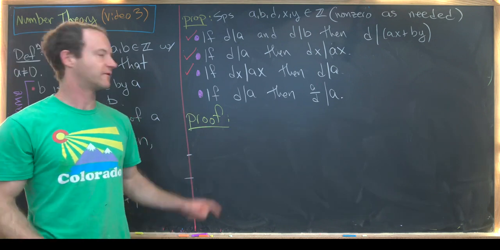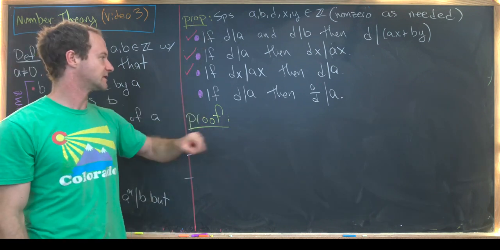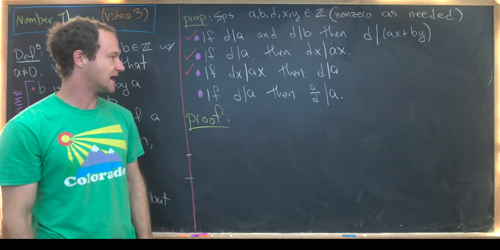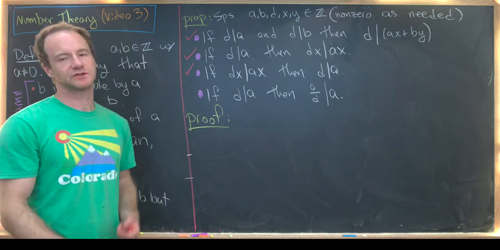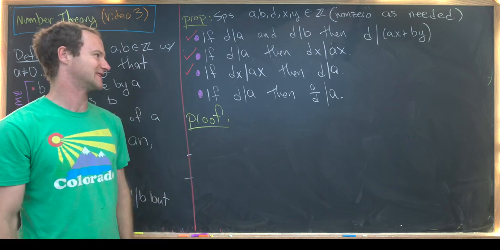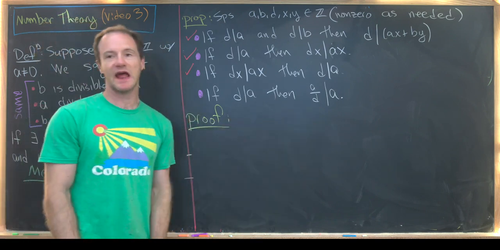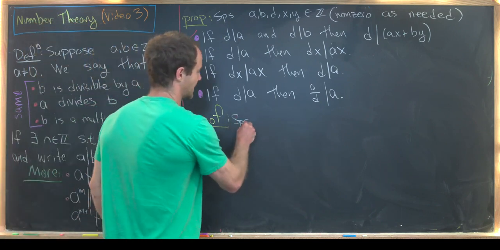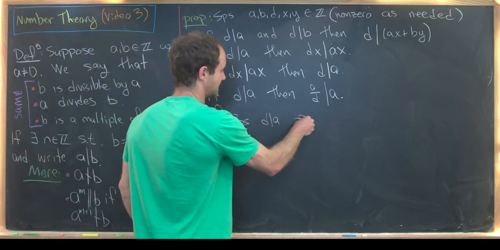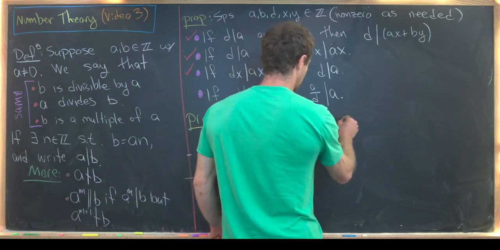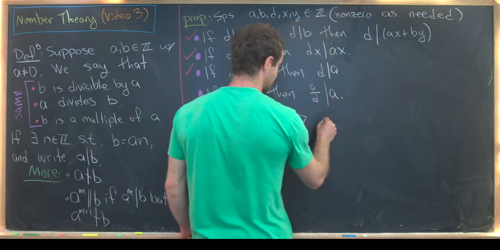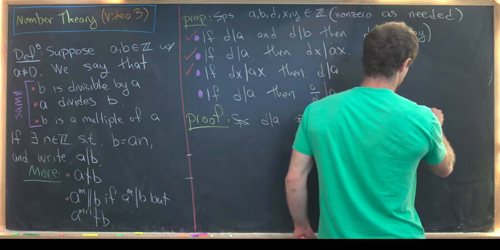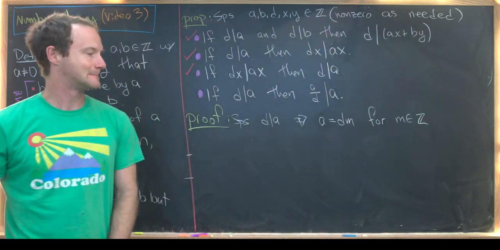Okay, now we're ready to look at the fourth part of our proposition. That says if d divides a, then a divided by d divides a. Obviously, we've got to use some of our knowledge of the arithmetic of rational numbers here, but I don't think this is much of a stretch. It's pretty clear what a over d means in this setting. So let's go ahead and suppose that d divides a. So that means that a equals d times m for some integer m as needed.